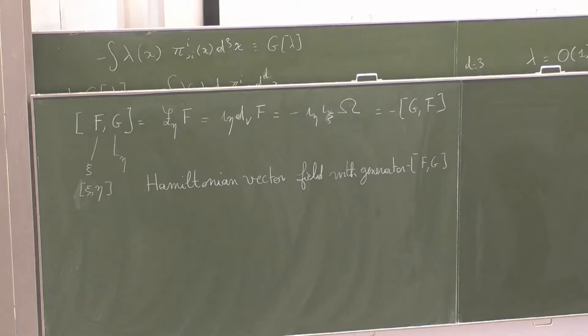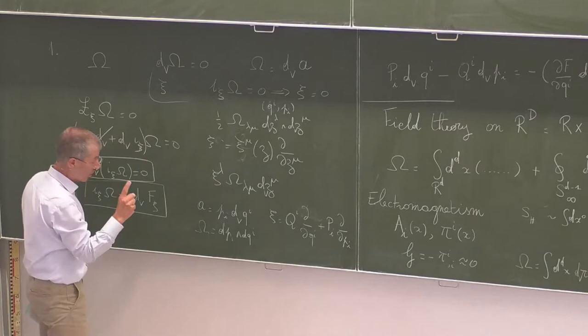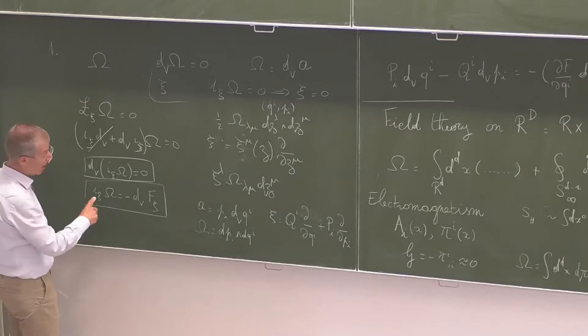If you give F, because I'm assuming this is unique. So if I have F which fulfills this relationship, and I ask which Xi will be such, because it's non-degenerate, Xi is unique. But it's good that you mentioned that, because conversely, F is not unique. Clearly, F will be defined up to a constant.